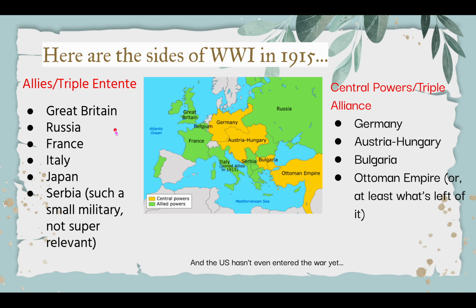So again, here are the sides of World War I in 1915. We have the Allies, which are Great Britain, Russia, France, Italy, Japan, and Serbia. And then the Central Powers, which are Germany, Austria-Hungary, Bulgaria, and the Ottoman Empire. And again, the U.S. has not even entered the war quite yet.